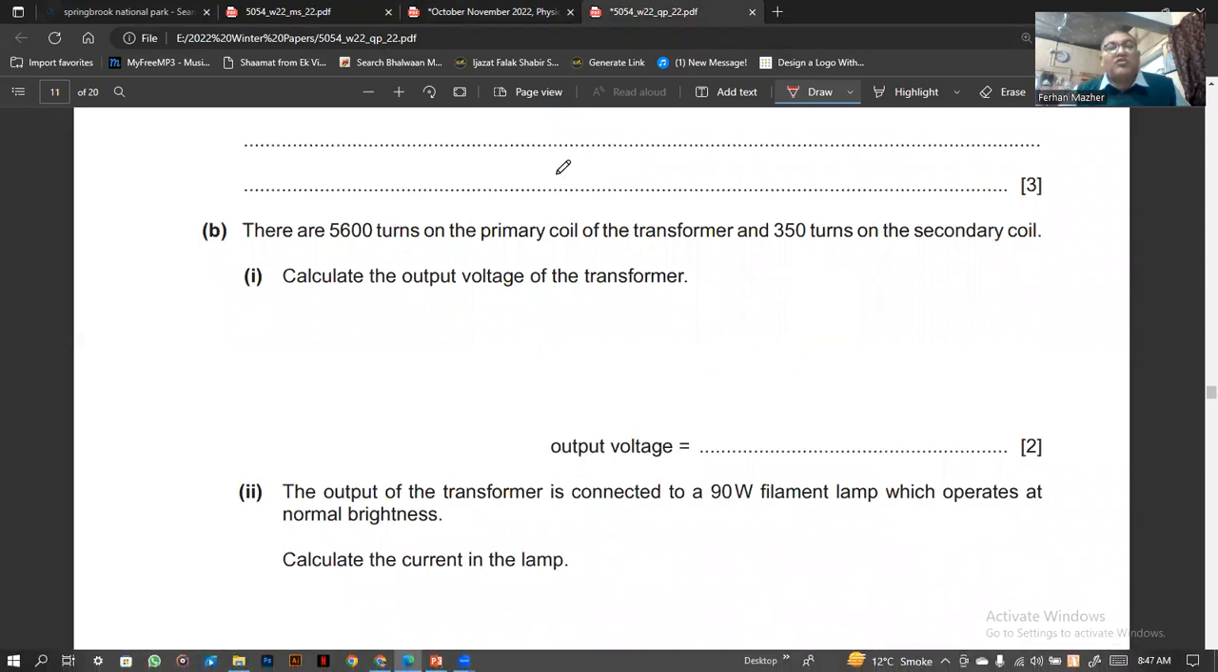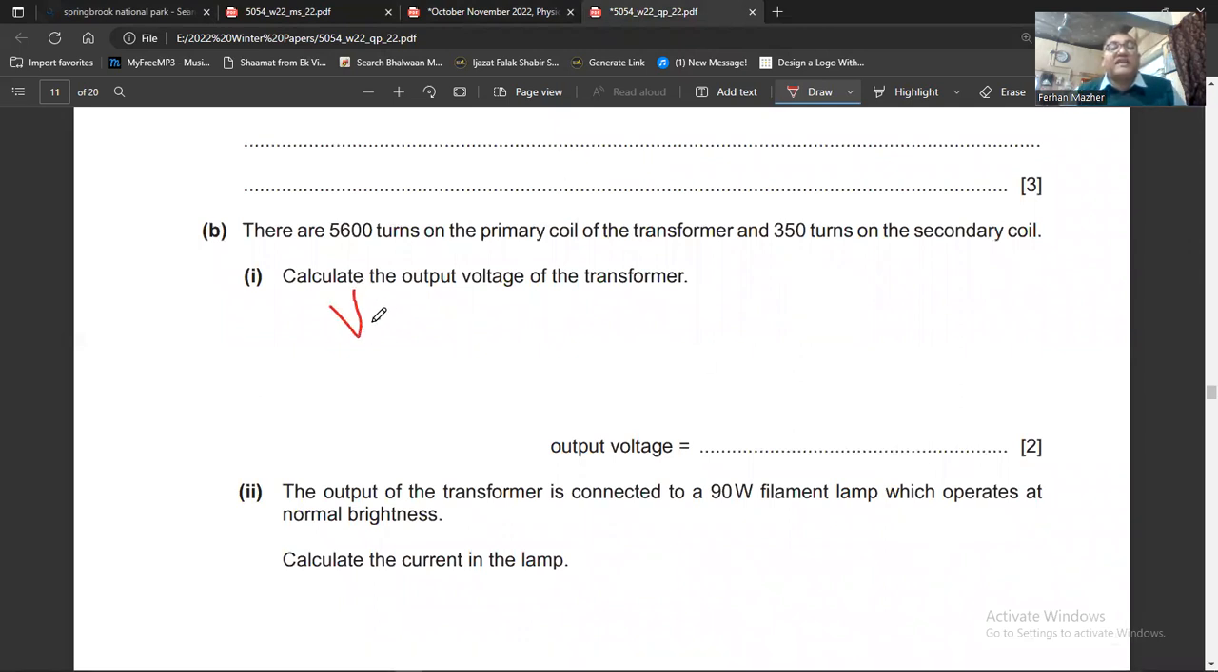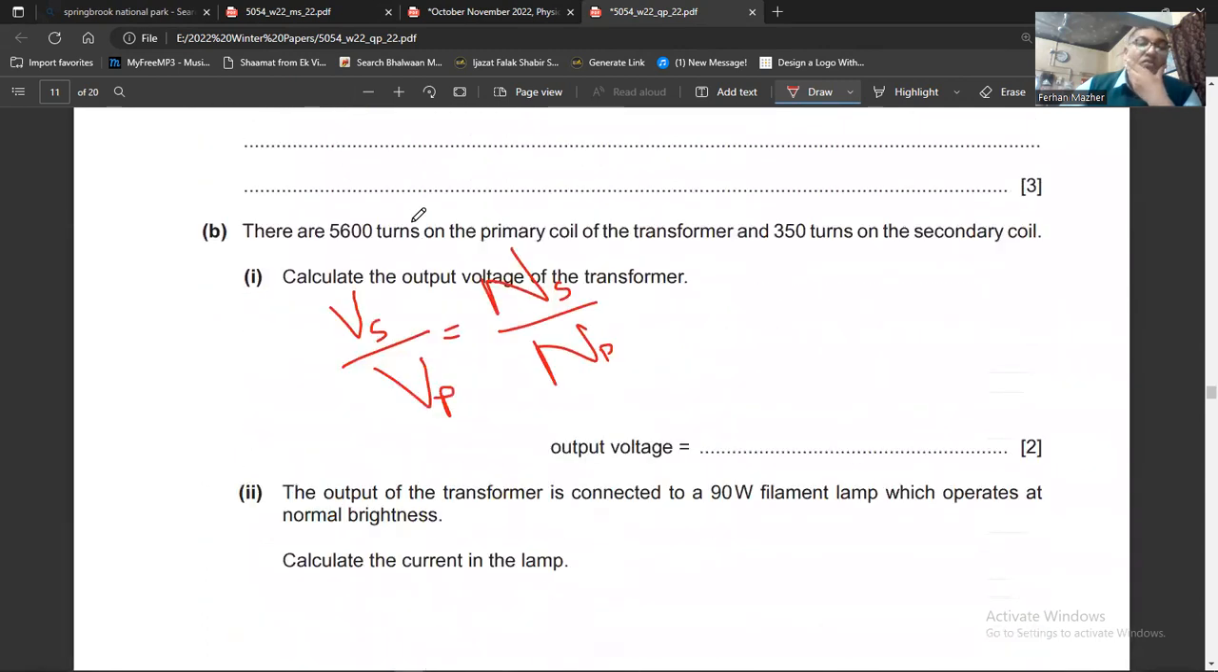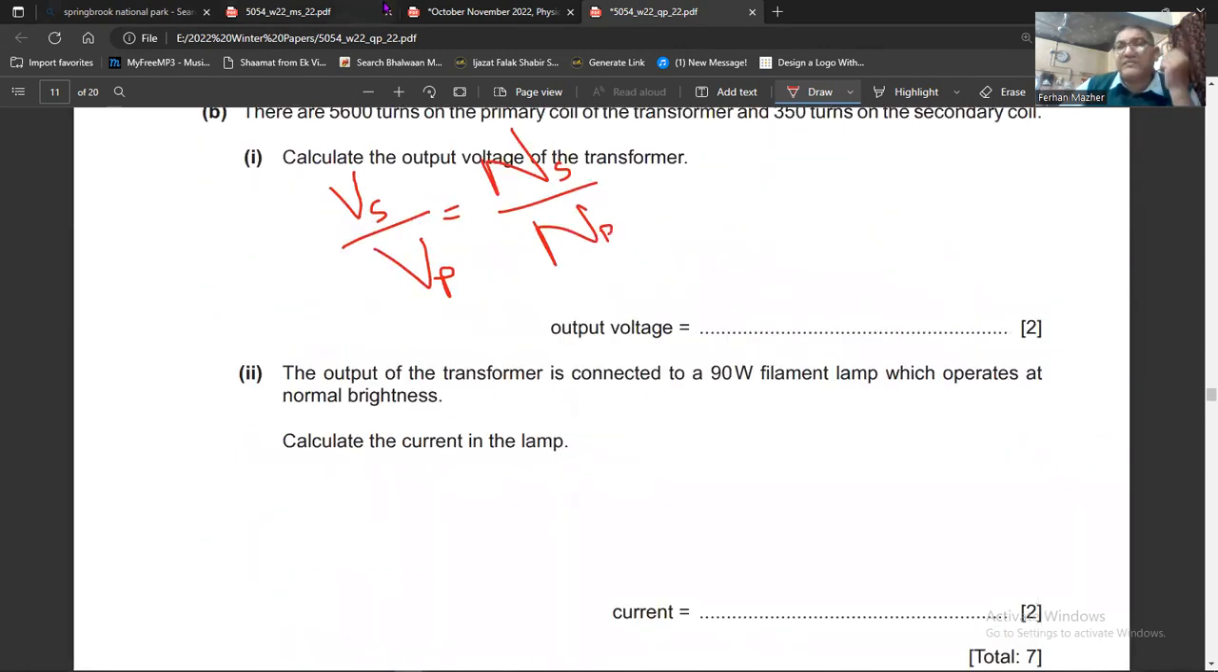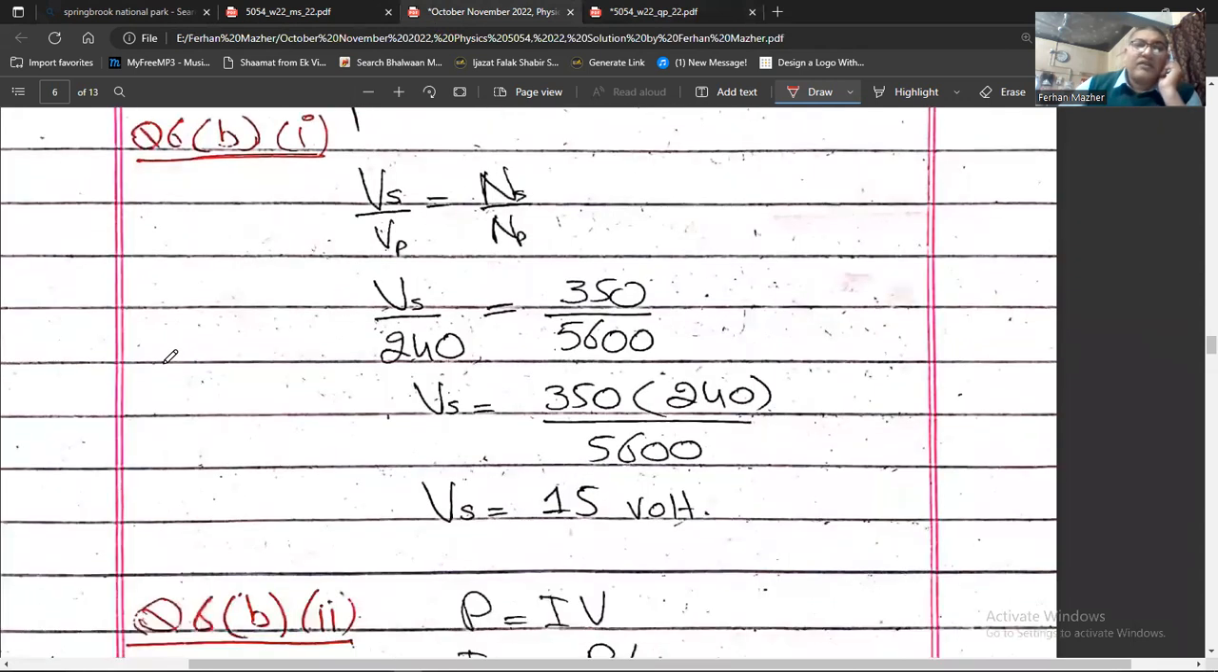You see, the output voltage means the voltage of the secondary divided by the voltage of the primary. That's the formula, which will be equal to the number of turns in the secondary divided by the number of turns in the primary. So this is the formula I'm going to use. The number of turns in the primary is 5,600. The number of turns in the secondary is 350. The voltage in the primary was 240 volts. The voltage in the secondary is the question. Very simple, straightforward numerical. Here we go.